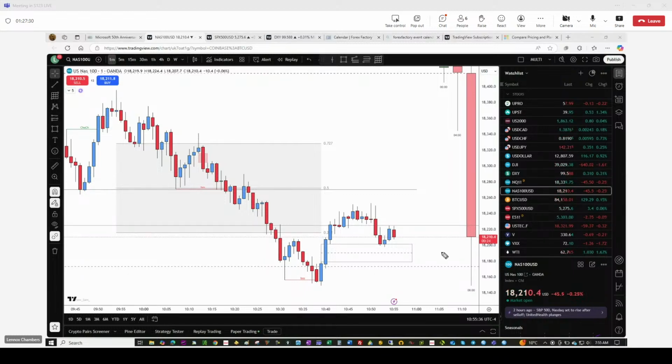So they could do this, come one more time, take out that low, drop it down in here, and then we get that move up. So they can still take out this low. I would actually expect them to take out that low, but it doesn't necessarily mean that they have to.